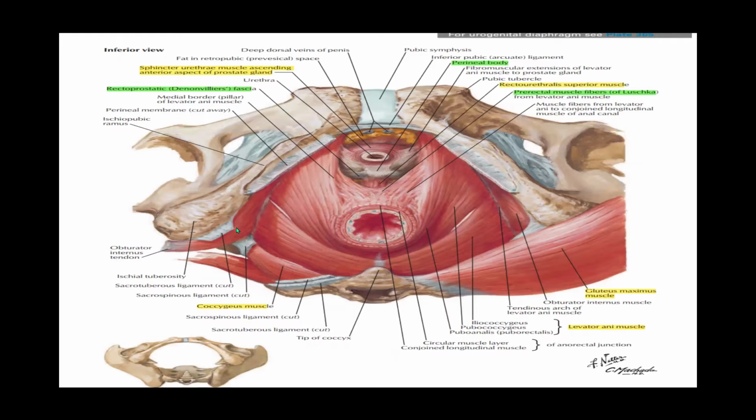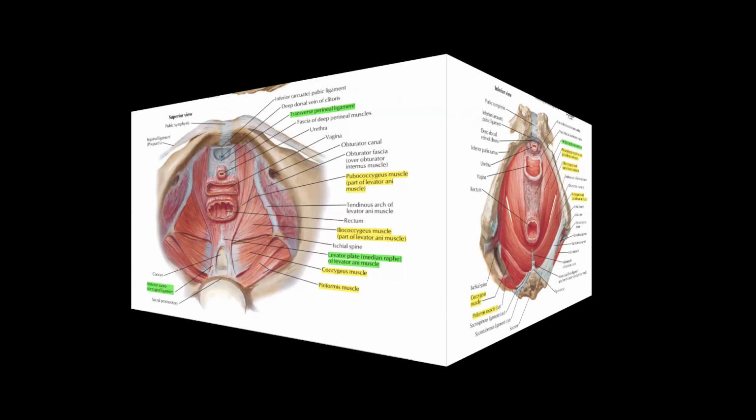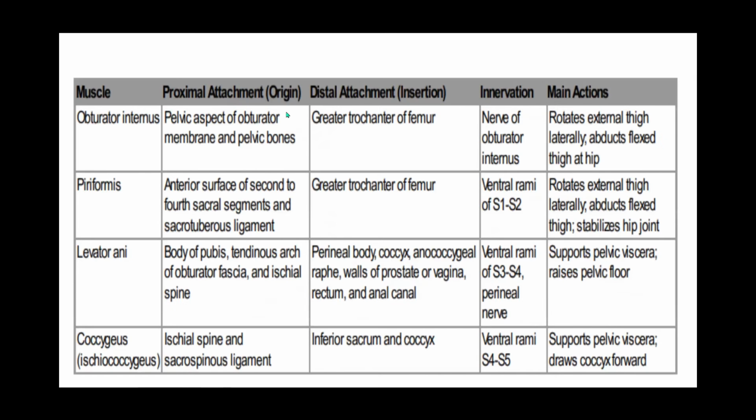And there it is, exiting the pelvis, running through your greater sciatic foramen, and going to attach to the greater trochanter of your femur. We'll get to see that. So let's go back. It inserts onto the greater trochanter of the femur, and it helps in externally rotating and abducting the hip. That's what the obturator internus does.